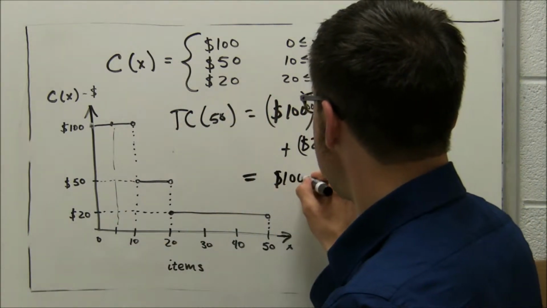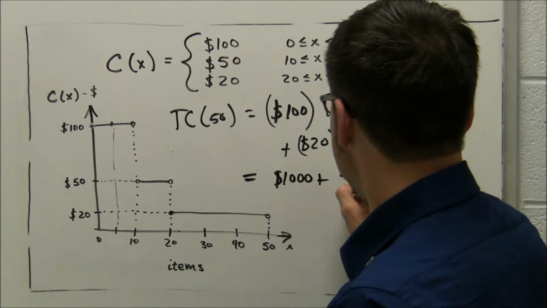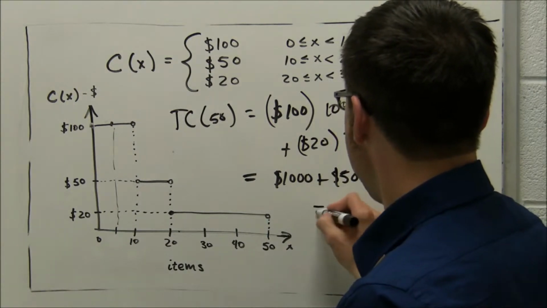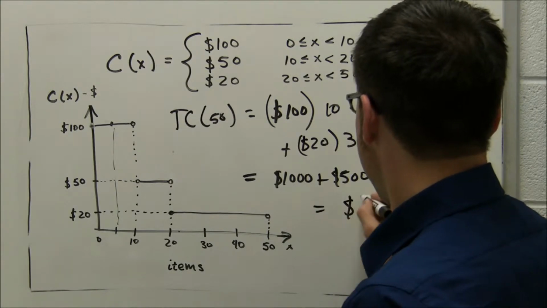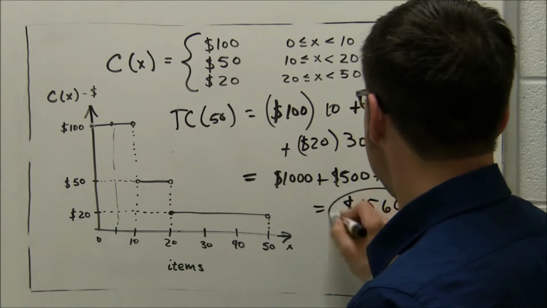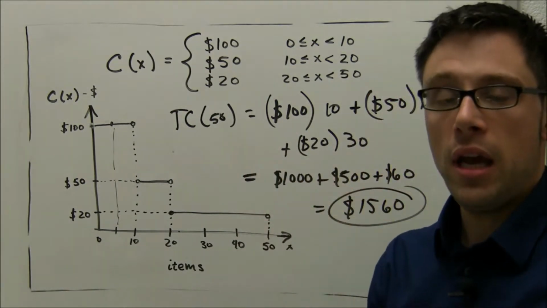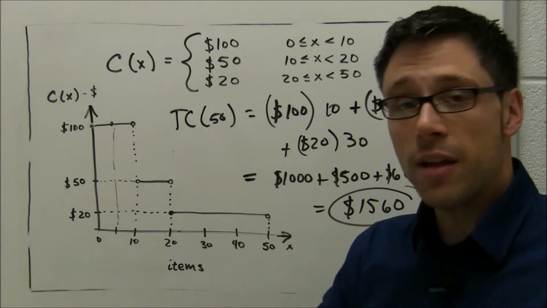You're going to get 1,000 plus 500 plus $60. And in the end, you're going to get $1,560. So that's the total cost of producing 50 items. And all I did was just add a bunch of stuff up.